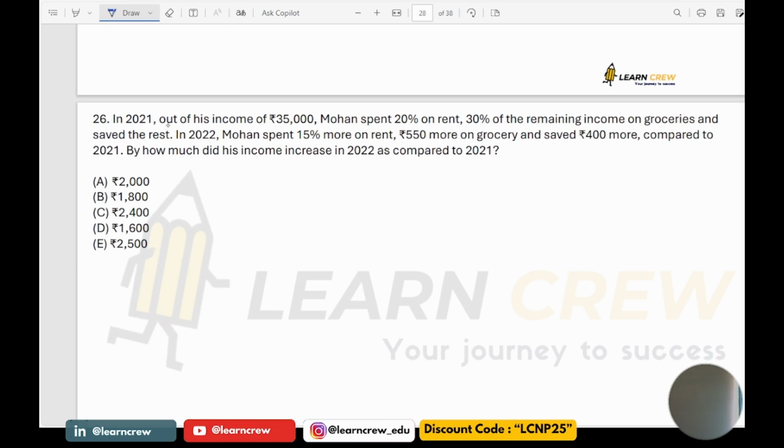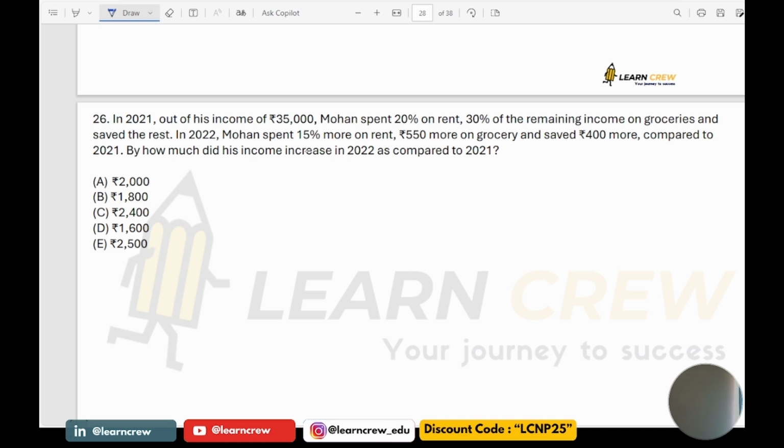In 2021, out of his income of 35,000, Mohan spent 20% on rent, 30% of the remaining on groceries, and saved the rest. In 2022, Mohan spent 15% more on rent, 550 more on grocery, and saved 400 rupees more. Compared to 2021, by how much did his income increase in 2022?